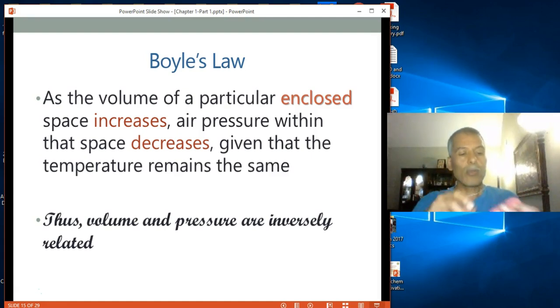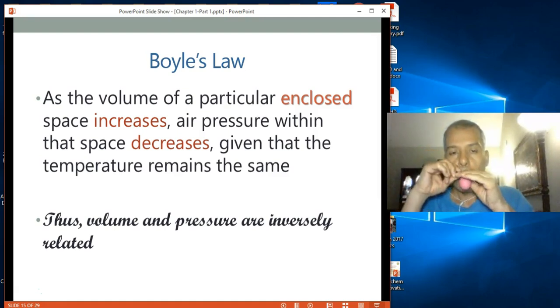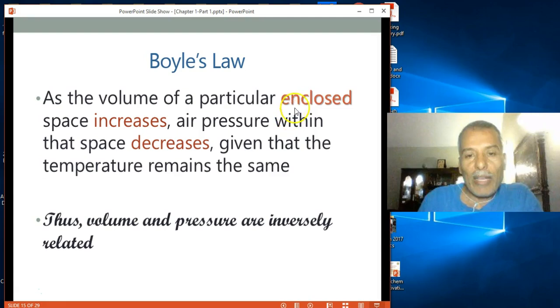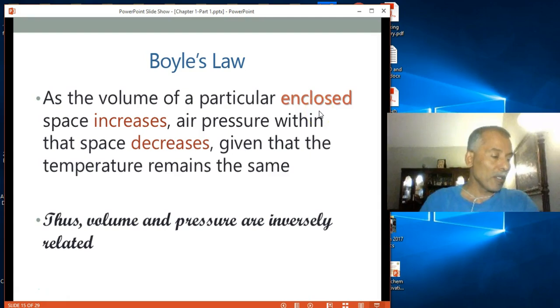Okay, I'll go back to the balloon. Many students make a huge, big mistake. When they give me the definition, they do not say enclosed. And that basically makes their answer completely incorrect. So I'll show you the difference.